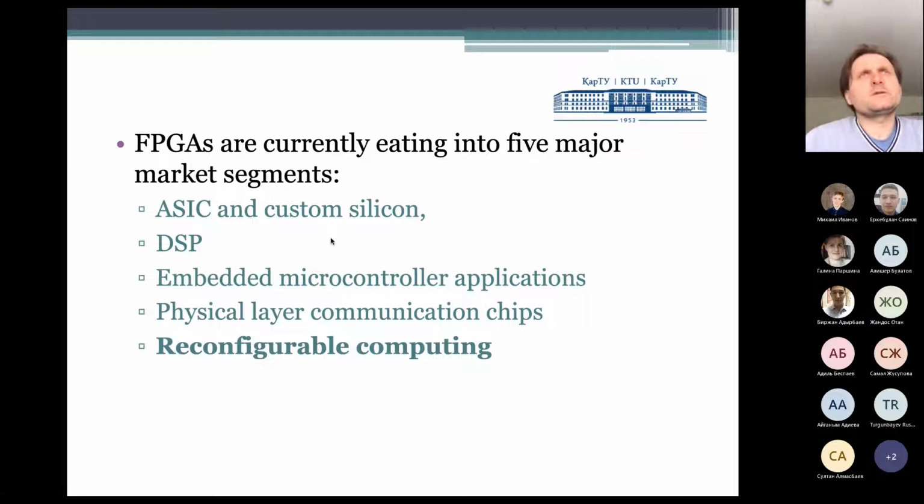Okay, the first market segment is ASIC and custom silicon, application specific integrated circuits. We project any controller for, as mentioned, a washing machine, for example, and we achieve special functions in an integrated circuit. We would like to obtain only one integrated circuit with some inputs and some outputs, and those outputs directly control a motor, for example a direct drive motor, and the inputs are directly connected with the touch sensor, capacitance sensor. Of course, it's possible.